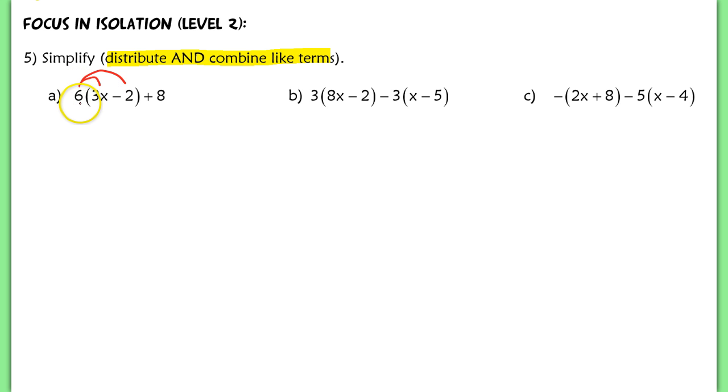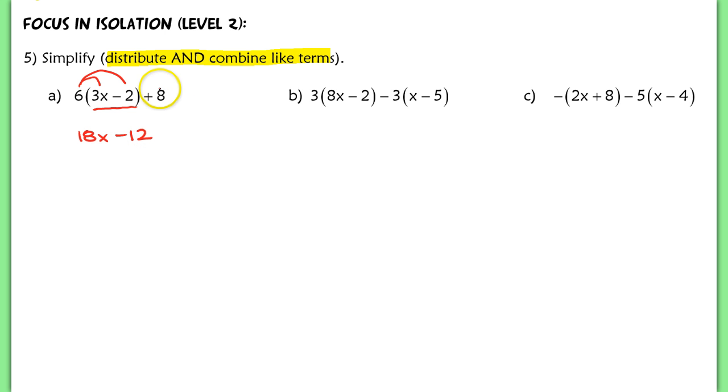So I want to distribute the 6 only to what's inside the parentheses. A lot of times I'll see students incorrectly try to distribute all the way to that 8, but you don't want to do that because that 8 is not inside the parentheses. So we're only going to distribute the 6 to the inside of the parentheses terms. So I have 6 times 3x, that gives me 18x. 6 times negative 2 leaves me with negative 12.